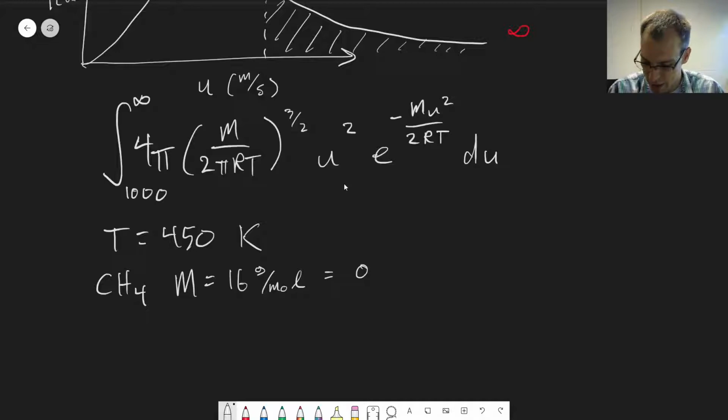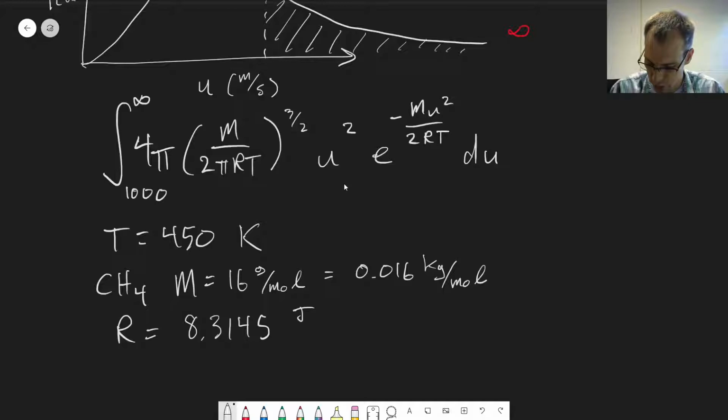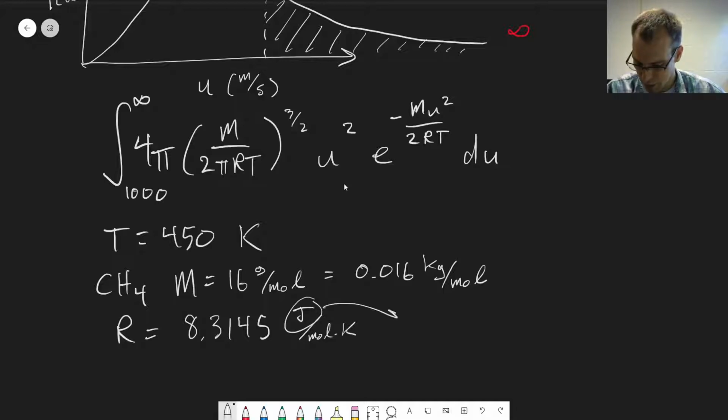And we'll want to convert that to kilograms per mole, because we're going to be using the R value that is in joules per mole times Kelvin, 8.3145. And the kilograms, just to reiterate this point, a joule is equal to kilogram times meter squared over second squared. We're doing all the speeds in meters per second, and so for the kilograms to cancel, these need to match here.